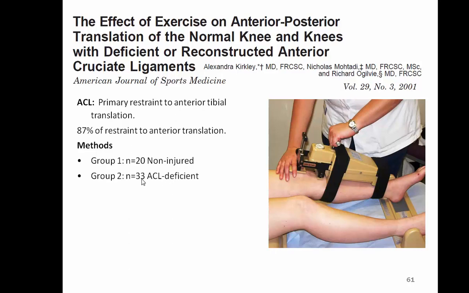The second group consisted of 33 people that were classified as ACL deficient. These were individuals that were diagnosed with a torn ACL at some point and never had surgical intervention to reconstruct or repair that ACL. The third group consisted of 30 people that had experienced ACL injury and had a surgical reconstruction using some type of graft to repair or reconstruct the ACL.